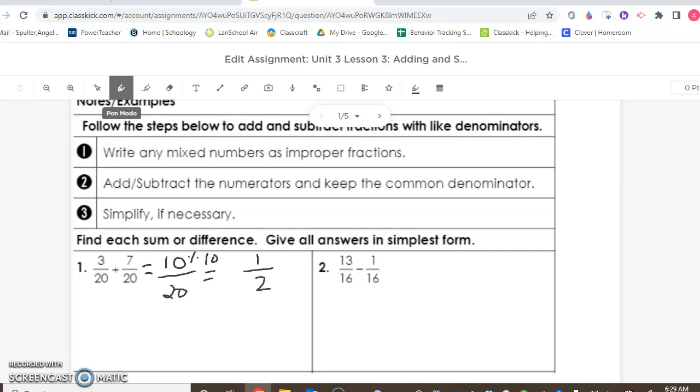Again, no mixed numbers in number 2. I'm going to subtract, so 13 minus 1 is 12, and the denominator stays the same. Now I can simplify these both by dividing them by 4. 12 divided by 4 is 3. 16 divided by 4 is 4.